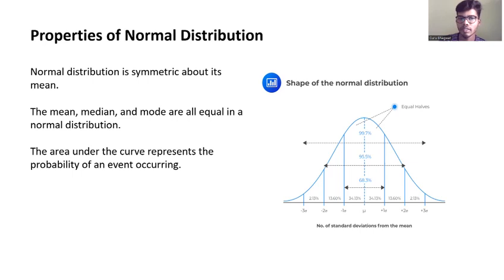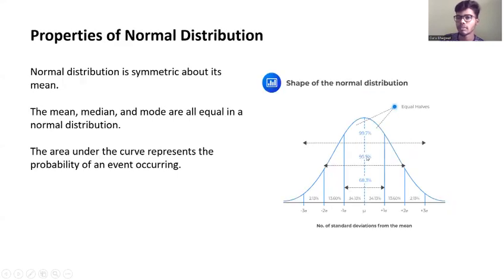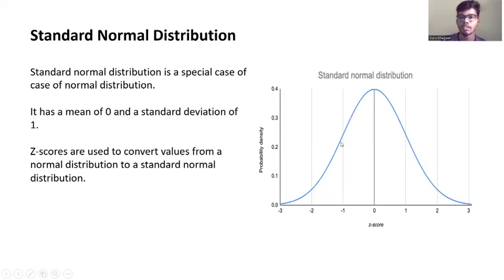The area under the curve represents the probability of an event occurring. This is how the number of standard deviations from the mean is represented: 99.7%, 95.5%, then 68.3%. This is how the number of standard deviations from the mean is represented with the help of the normal distribution.